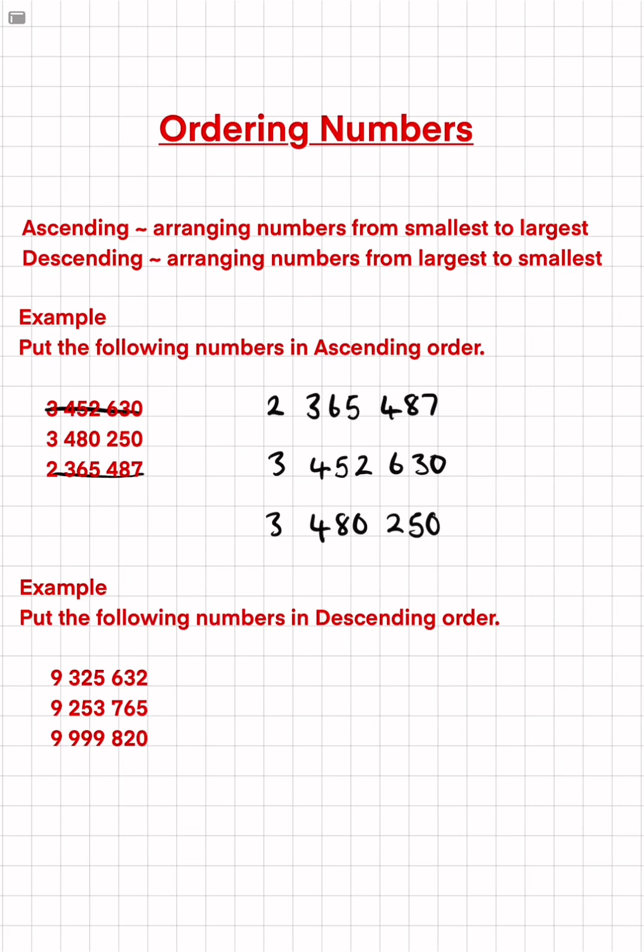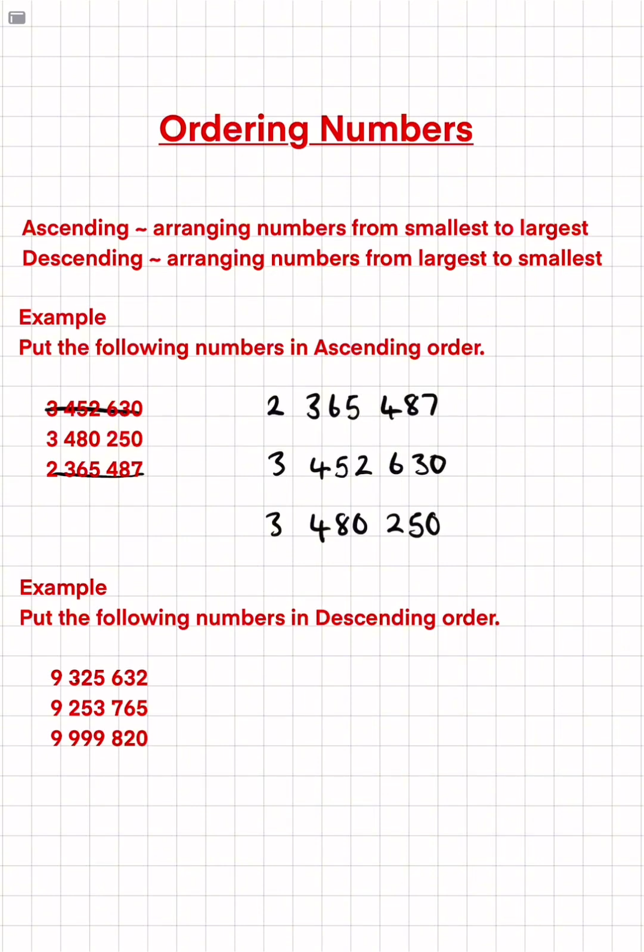In this next example, we're asked to put the following numbers in descending order. Descending means from largest to smallest. The first thing we need to do is compare the number of digits. All these numbers have the same number of digits. So we can start by comparing each digit starting from the left. We've got 9 million, 9 million, and 9 million. So the millions digit is the same, so we can move on to the hundred thousands digit.